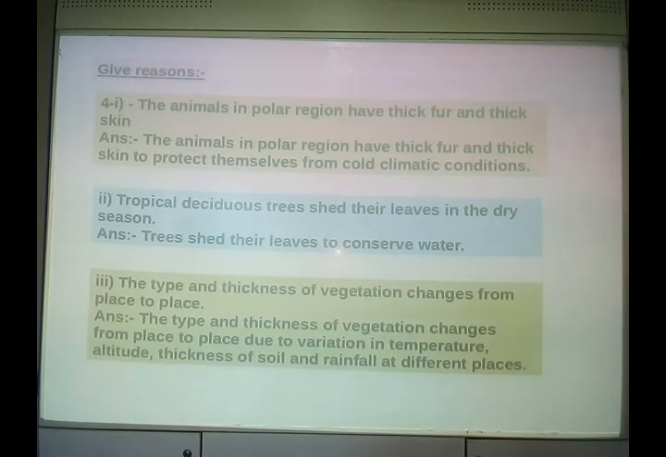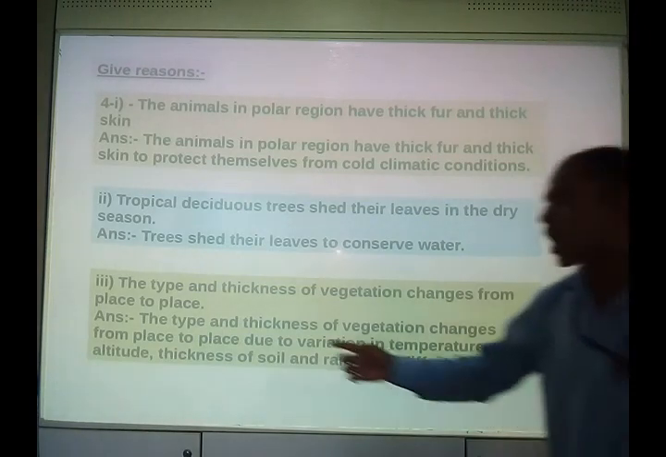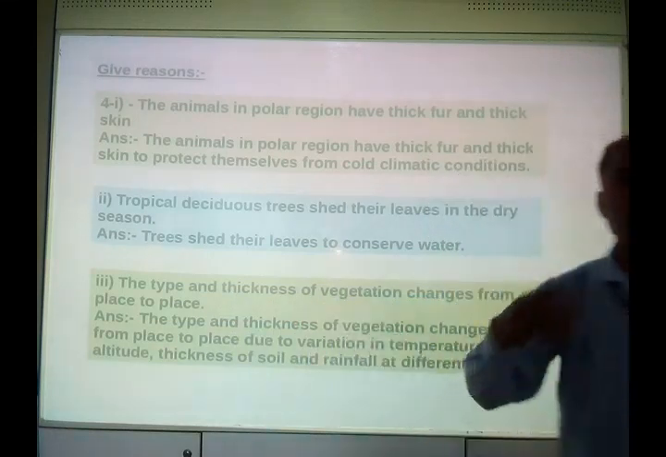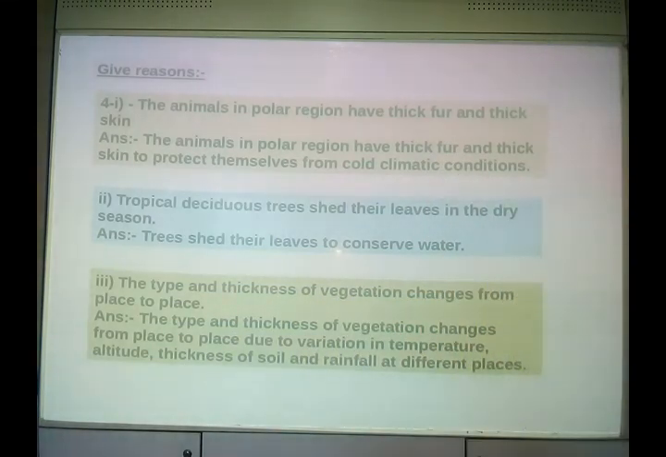In other words, you can also say because there is a change in physical factors like temperature, rainfall, thickness of soil, altitude, that's why the type and thickness of vegetation also changes or varies. Okay, simple answer. Yes, this is the reason for this one. I hope you might have understood.